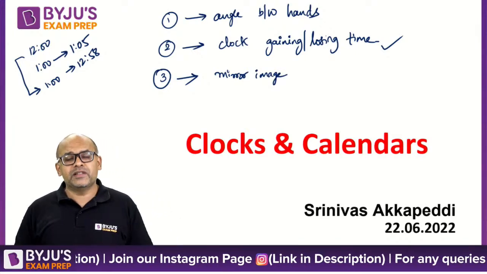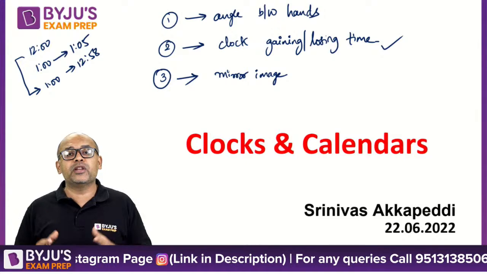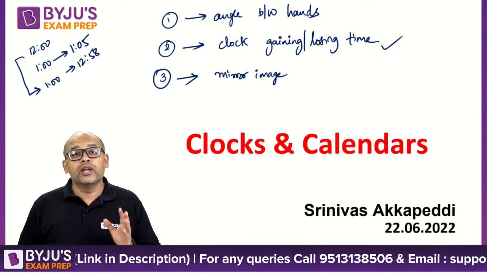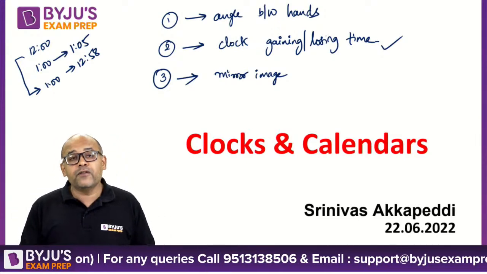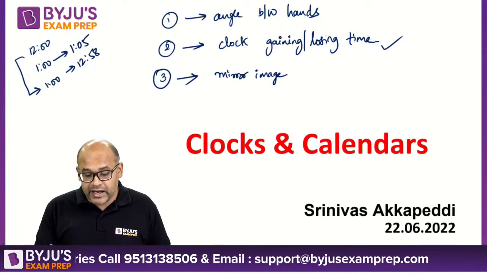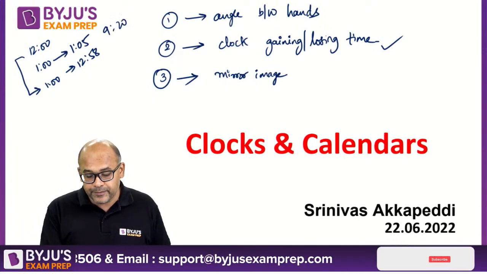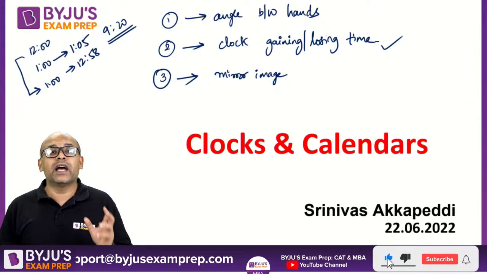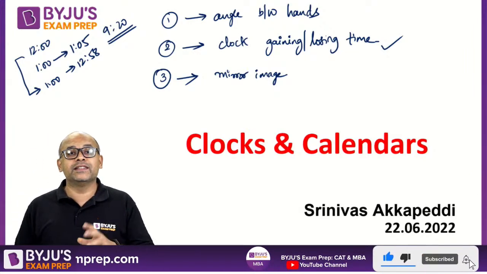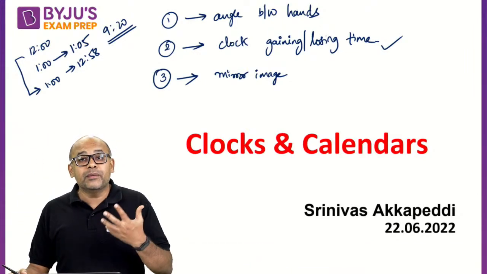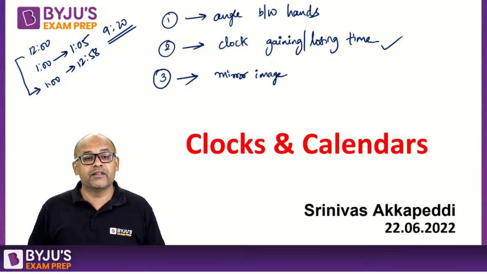So what is this mirror image? This is actually very easy. Mirror image questions should be dead easy for you. The question basically says if the actual time is, let's say, 9:20, what is the time shown by a clock that is seen in the mirror? So what is the mirror image time that is being read?